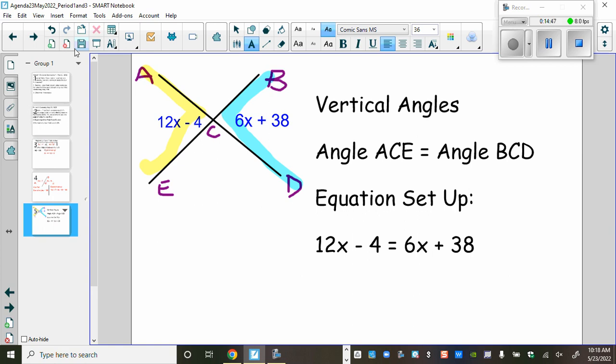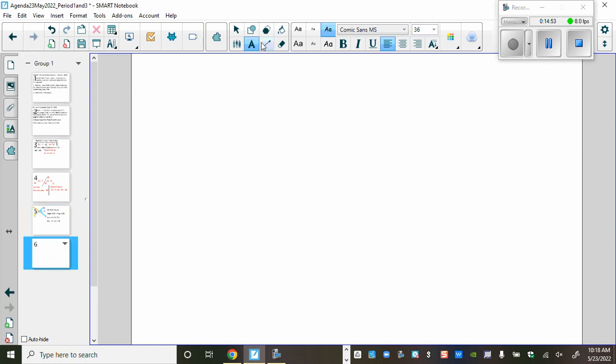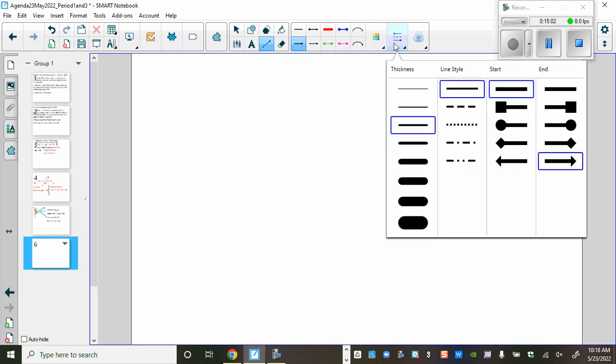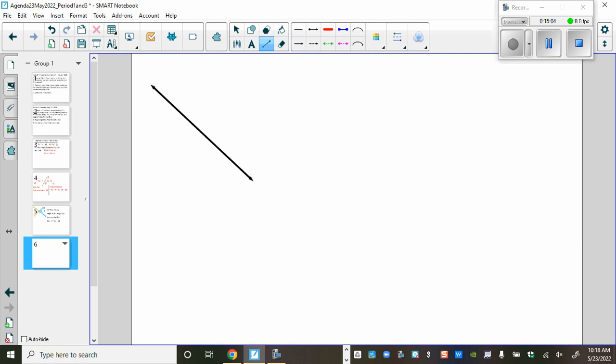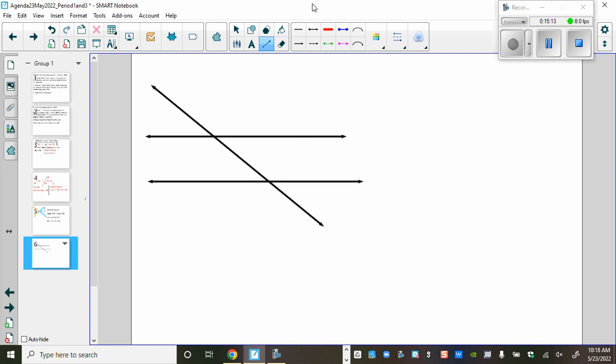Next thing I want to talk about. What if we had, now you will be told whether or not your lines are parallel, perpendicular, and all that. So these lines right here, I've got parallel lines. On the test, you will be informed. So line L, line M, parallel.